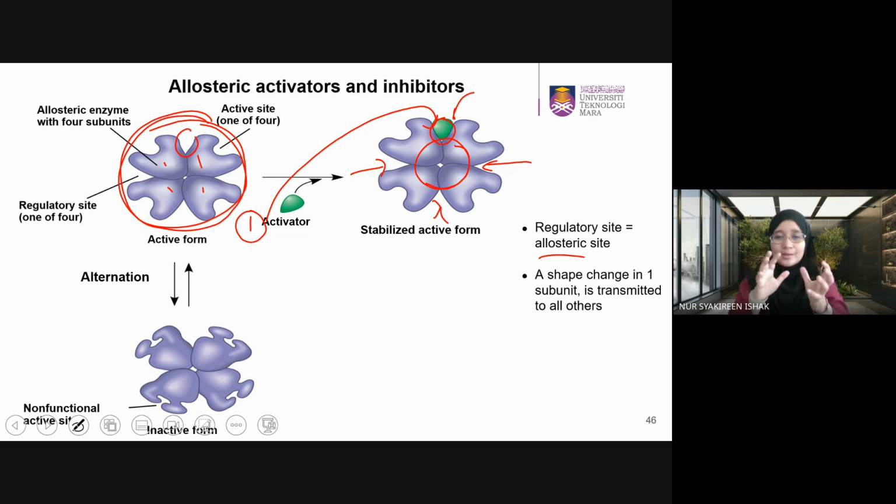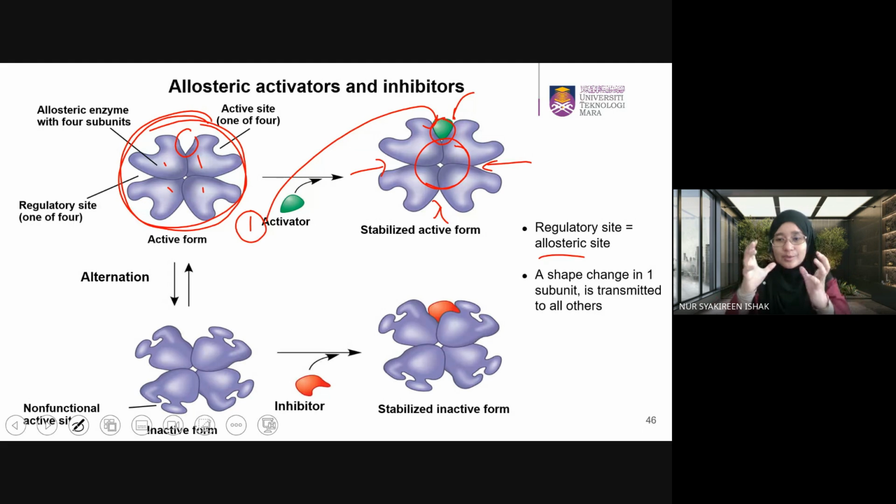So while the enzyme is changing shape between active and inactive, one activator binds to one of the allosteric sites and causes all the subunits to lock into the active form. But if an inhibitor binds to one of the allosteric sites, it causes all the subunits to be locked in the inactive form, stabilizing the inactive form of all the subunits, and the reaction cannot occur. So as you can see here, it says a shape change in one subunit, because one regulatory molecule, either activator or inhibitor, binds to the allosteric site.